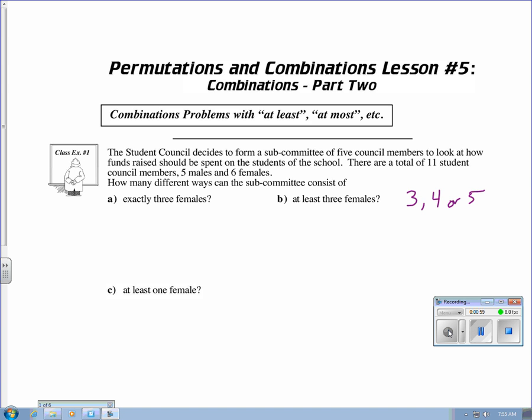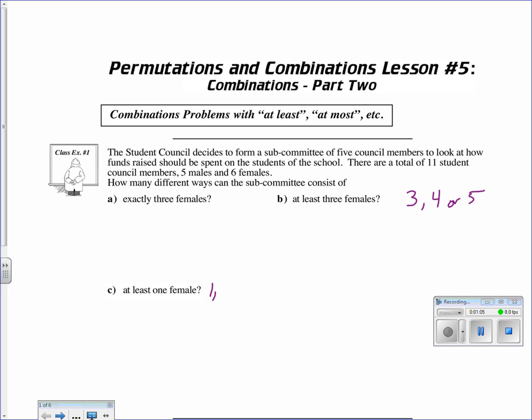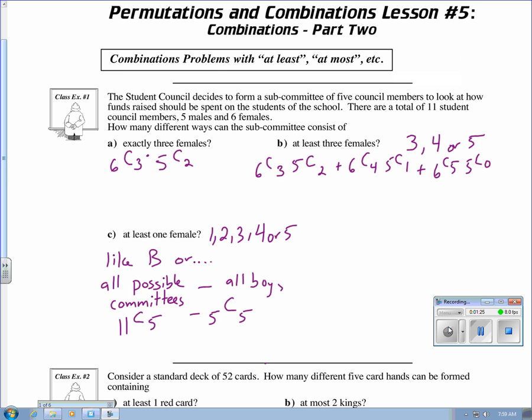At least 1 female. Well, what does at least 1 female mean? At least 1 female means 1, 2, 3, 4, or 5 females. Exactly 3 females, that's very specific. I must have only 3 females and the rest are males. Choosing the subcommittee doesn't matter in terms of order, but the composition.